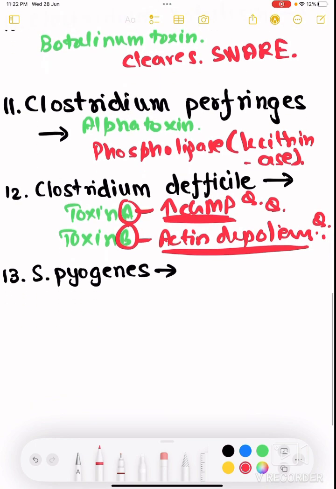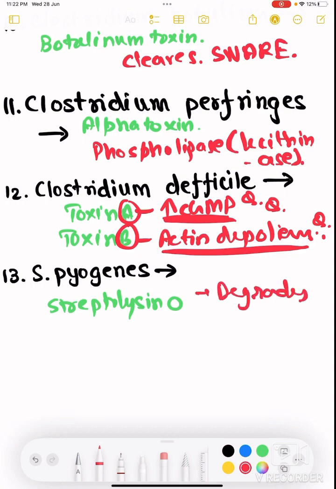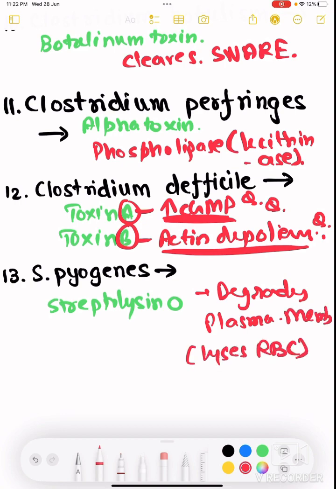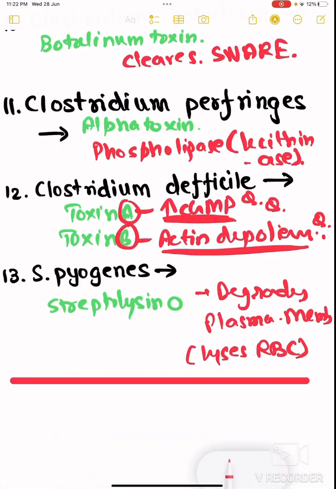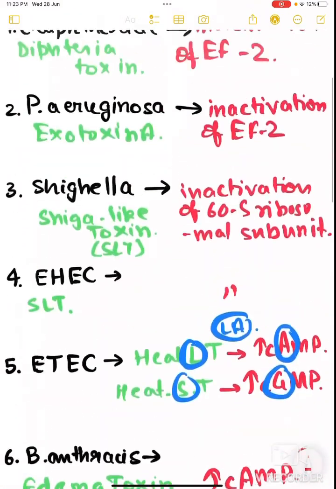Now lastly, coming to Streptococcus pyogenes, the name of the toxin is streptolysin O. And what is the mechanism? It degrades the plasma membrane, and that's why it lyses RBCs. So that's it, guys. It is one of the most important topics in microbiology, and you have to learn it by heart.